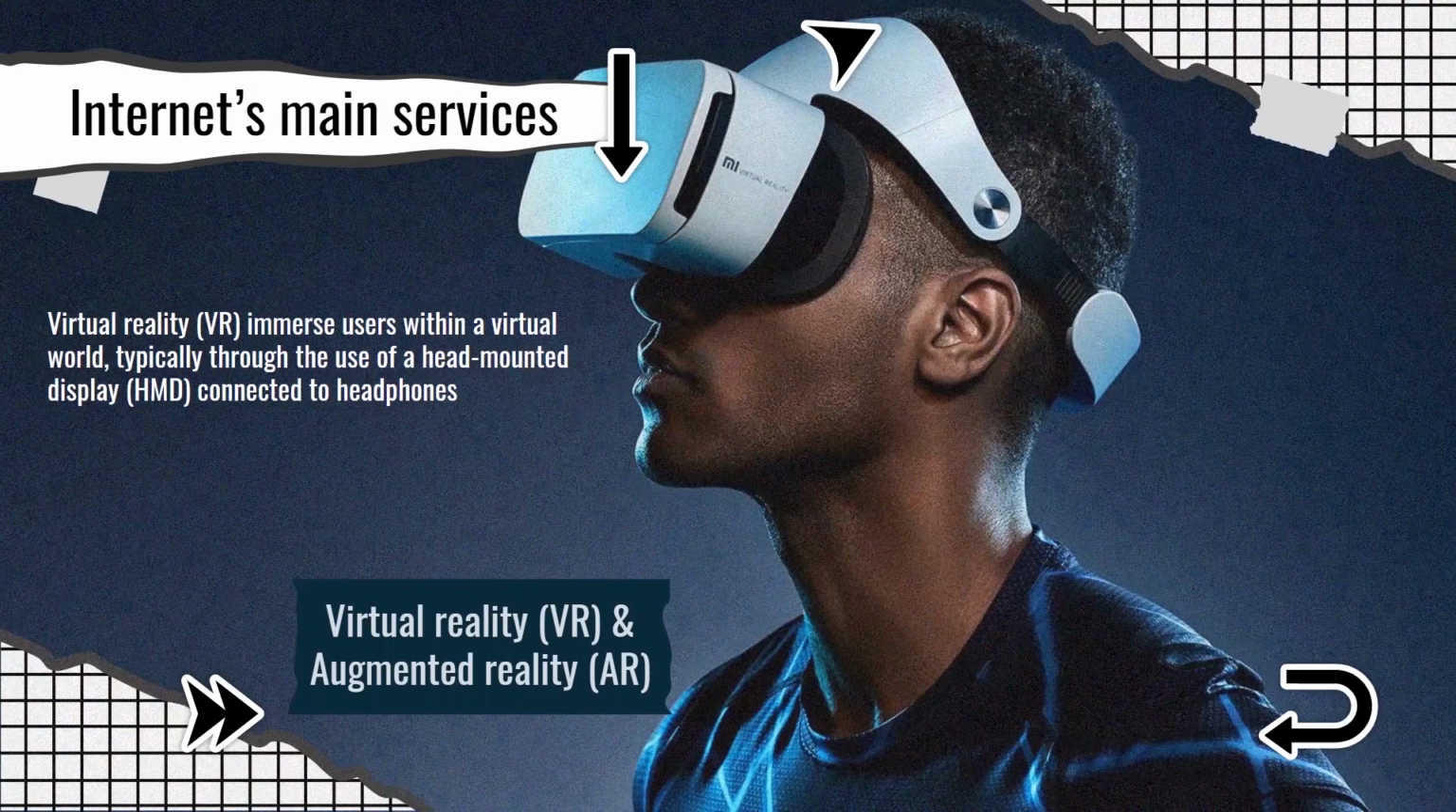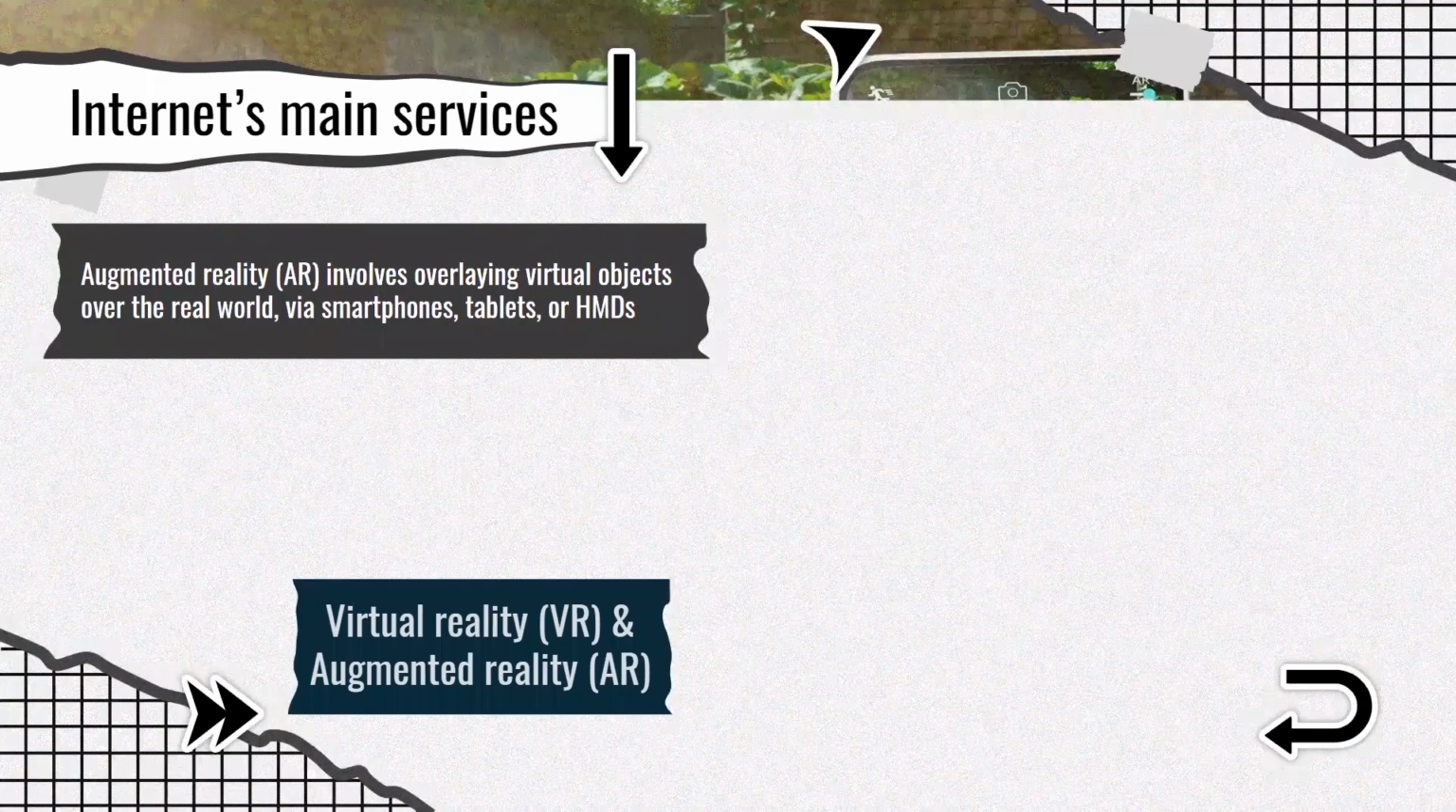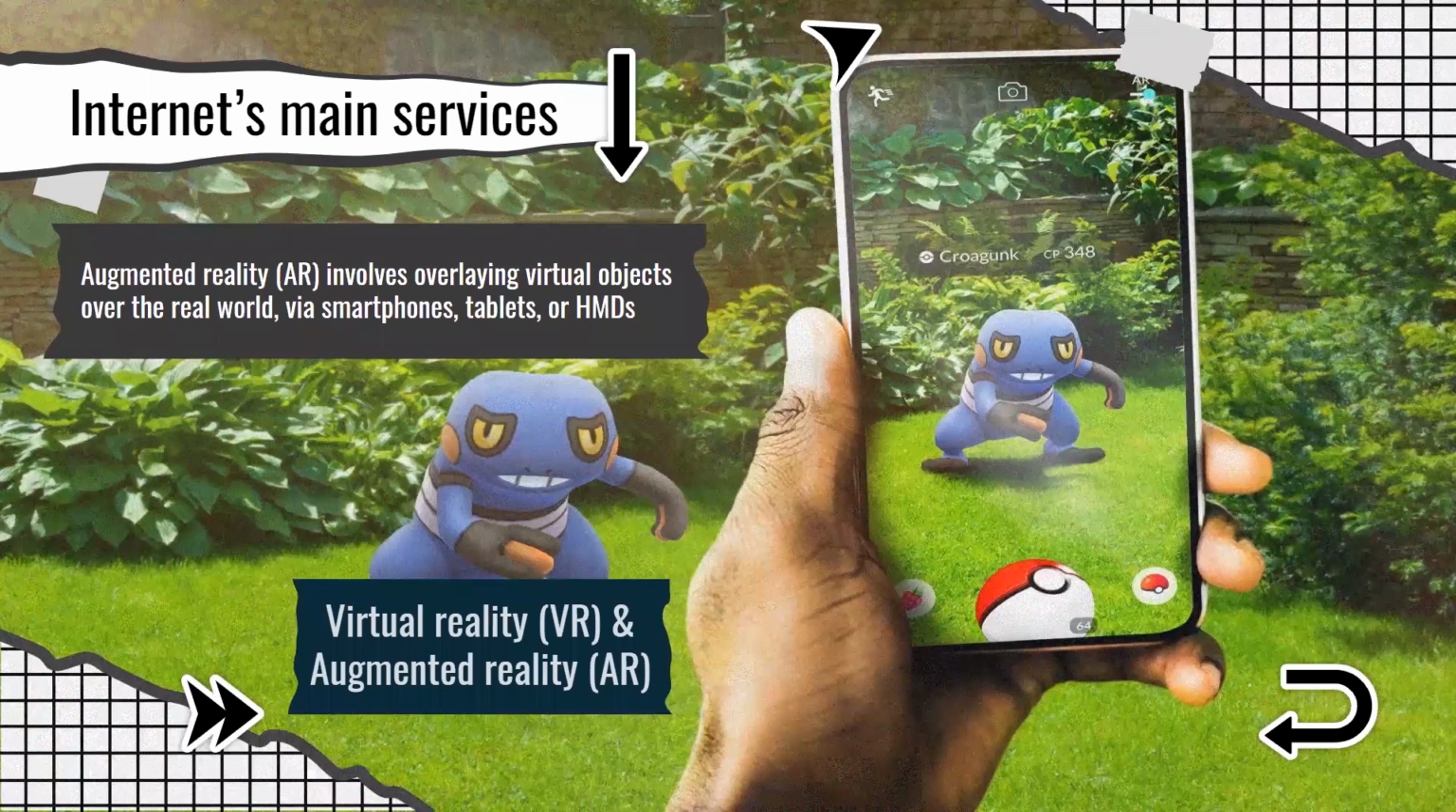On the other hand, augmented reality, or AR, involves overlaying virtual objects over the real world through smartphones, tablets, or head-mounted display. Perhaps the highest profile use of AR thus far has been in Nintendo's Pokemon Go game.